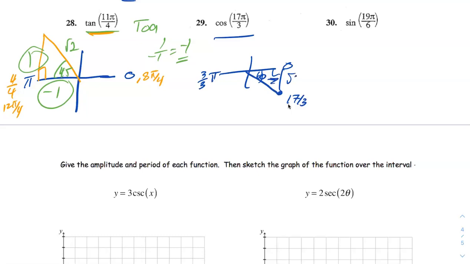Opposite of 60 is root 3, 1, 2. What's negative? You went down, so this is negative. You went to the right, so it's positive. Hypotenuse is positive. And then cosine, so that's 1 over 2, 1/2.